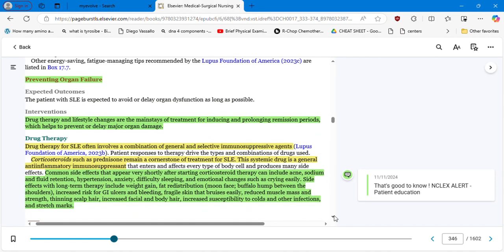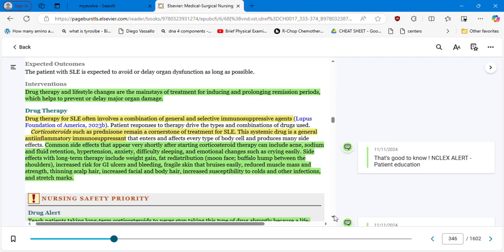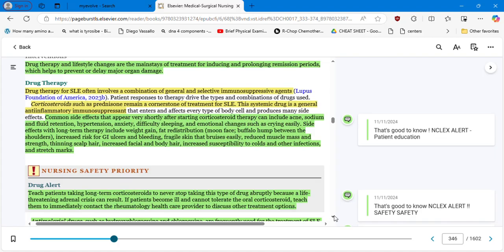So preventing organ failure, as we mentioned before, the name is telling you about the condition, right? The systemic lupus erythematosus. It's important to follow your drug therapy, and lifestyle changes are the mainstay of treatment for inducing and prolonging remission periods, which helps to prevent or delay major organ damage, right? And then drug therapy often involves a combination of general and selective immunosuppressive agents, right? Because we need to stop the activity of the antibodies, right, that are attacking the system.